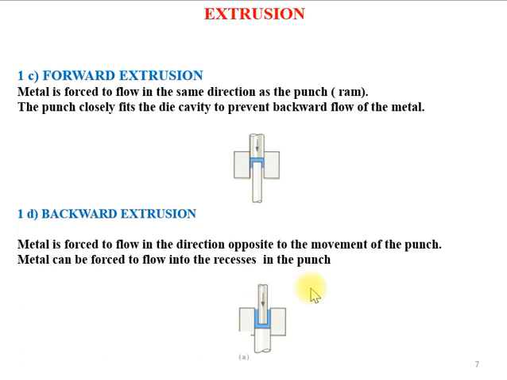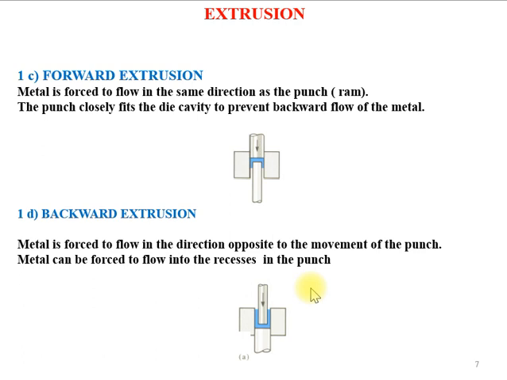Now just try to understand whether this is a direct extrusion process or an indirect extrusion process. You remember in direct extrusion the material flows in the same direction as the direction of application of force. So in forward extrusion, you are applying the force from top towards the bottom side, and the material is also flowing from top towards the bottom side. So forward extrusion is similar to the direct extrusion concept.